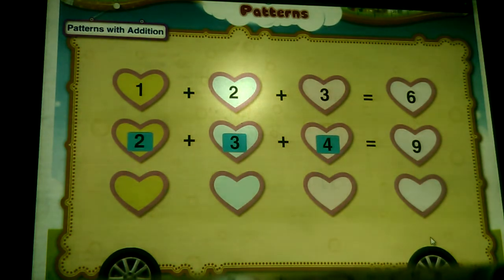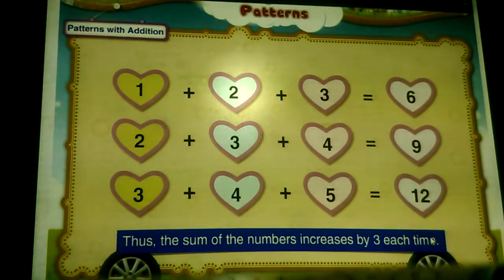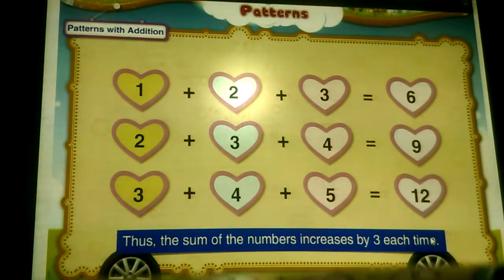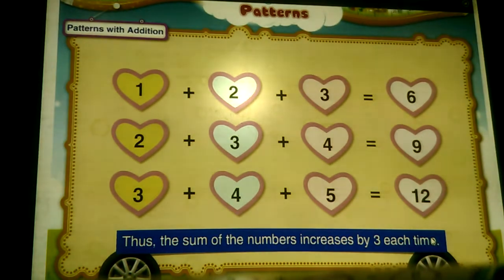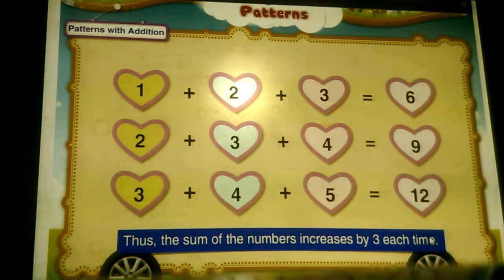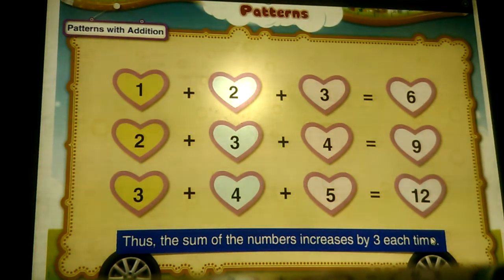Again, if 1 is added to each of these numbers, we get 3, 4 and 5. Their sum is 12. Thus, the sum of the numbers increases by 3 each time. Now we will carry out the same procedure for 4 numbers.